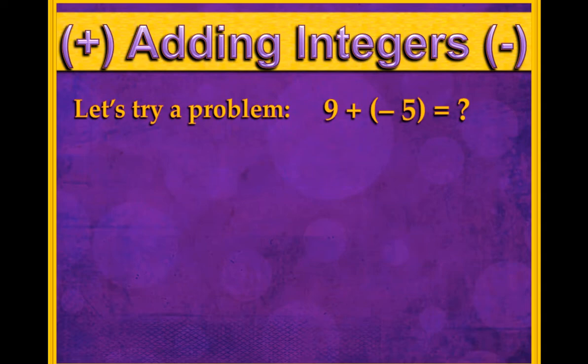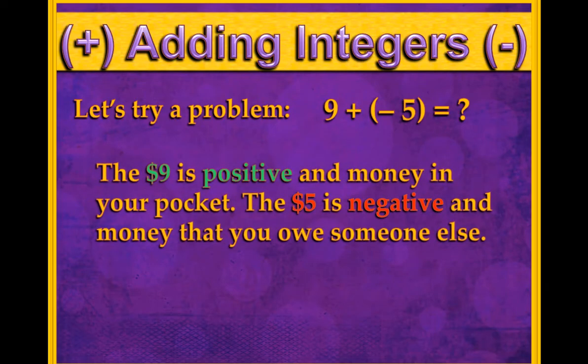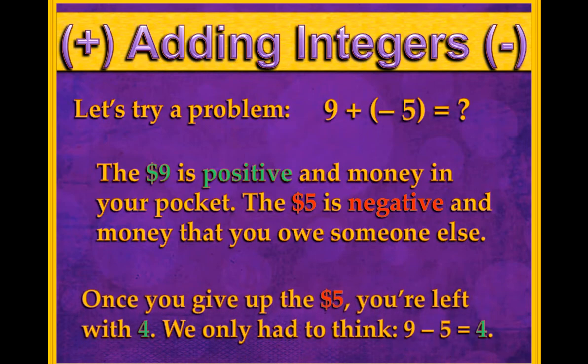Let's try a problem. So I have 9 plus negative 5. What does that equal? Well, let's think about it. The $9 is positive and money in your pocket. The $5 is negative and money that you owe somebody else. Once you give up the $5, you're left with 4. We only had to think 9 minus 5 is 4.